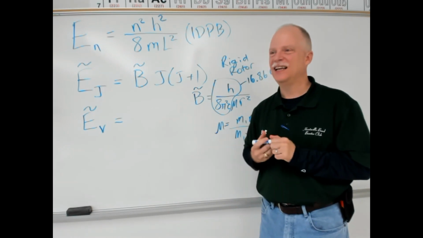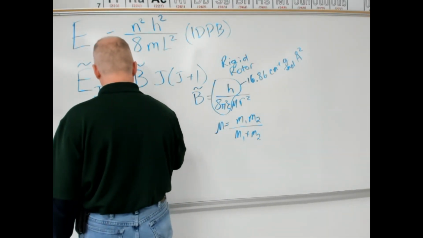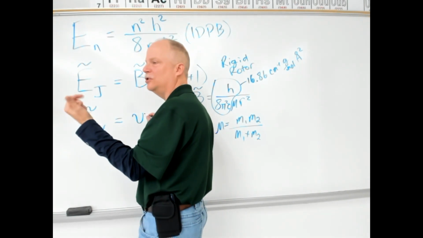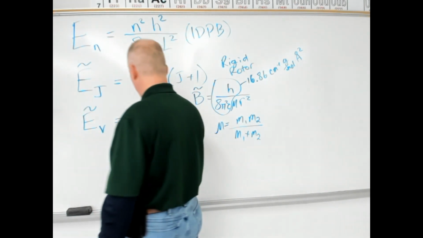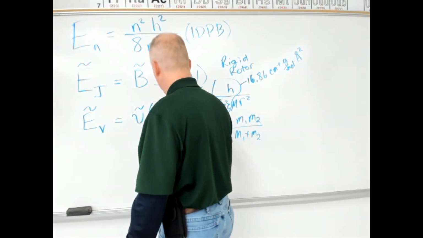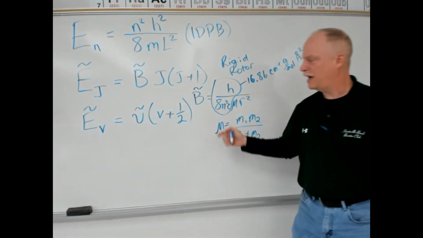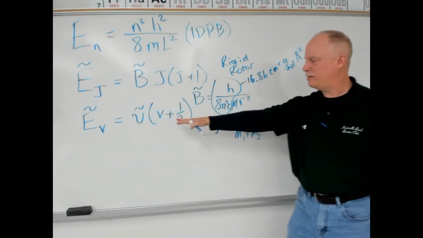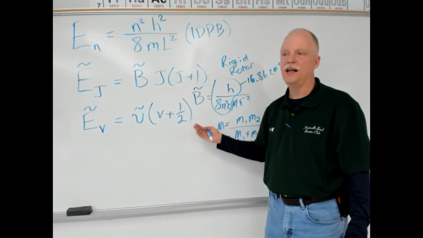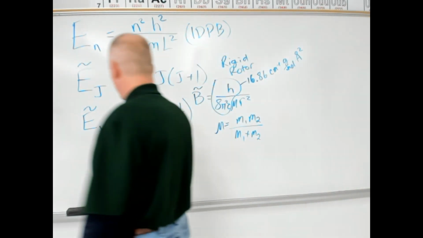h c nu tilde times V plus 1/2. Yes, okay. So you need the hc when you're converting it over to joules. And if you just leave it at nu tilde, then it's in wave numbers. Because it's just V plus 1/2, and there's no squares or cubes or anything like that, that's the harmonic oscillator. This was the rigid rotor. This is the harmonic oscillator.